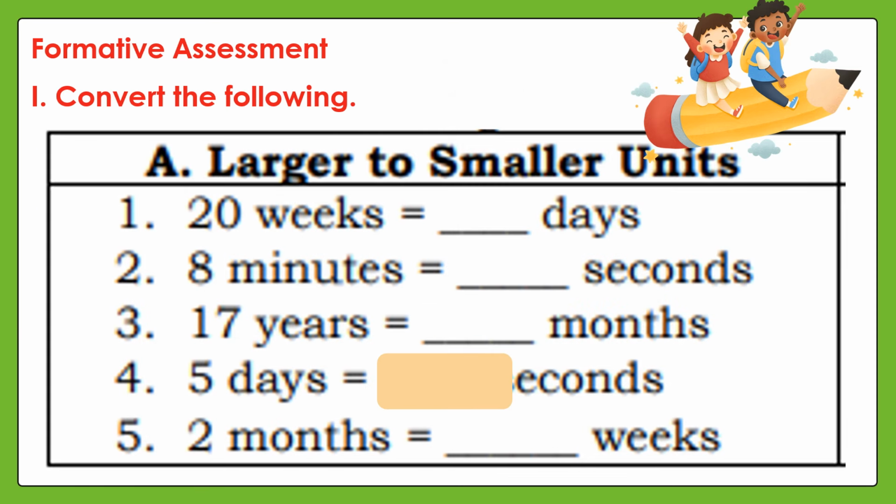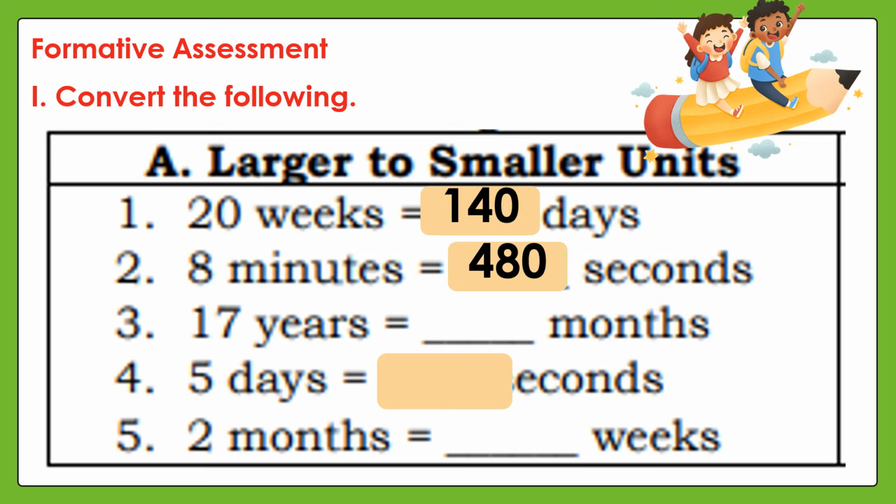Let's now go on with our formative assessment. Convert the following. A. Larger to smaller units. Number 1, 20 weeks is equal to 140 days. Number 2, 8 minutes is equal to 480 seconds.